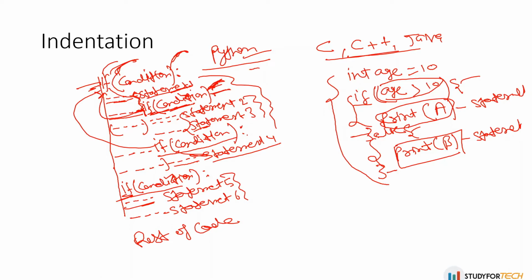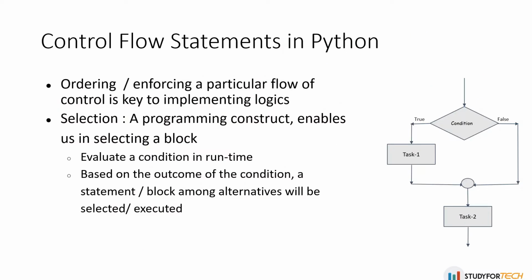So I hope you have understood how to write the if condition in Python. You do not have any curly braces to open or close. By using this indentation we write conditions, for loops, and while loops. So let's proceed with the control flow statements in Python.